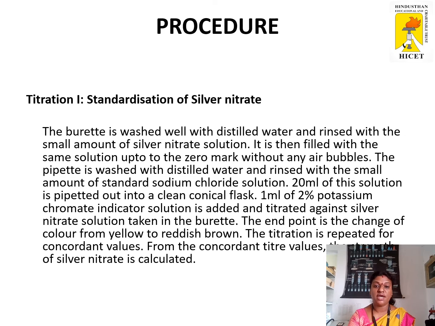When the end point arrives, we have to close the burette and note the reading from the burette. The color will change to reddish brown. This is the color change we will get over here. After getting this reddish brown, we have to stop the titration, note down the value in the burette, and repeat for concordancy. This is the first titration.